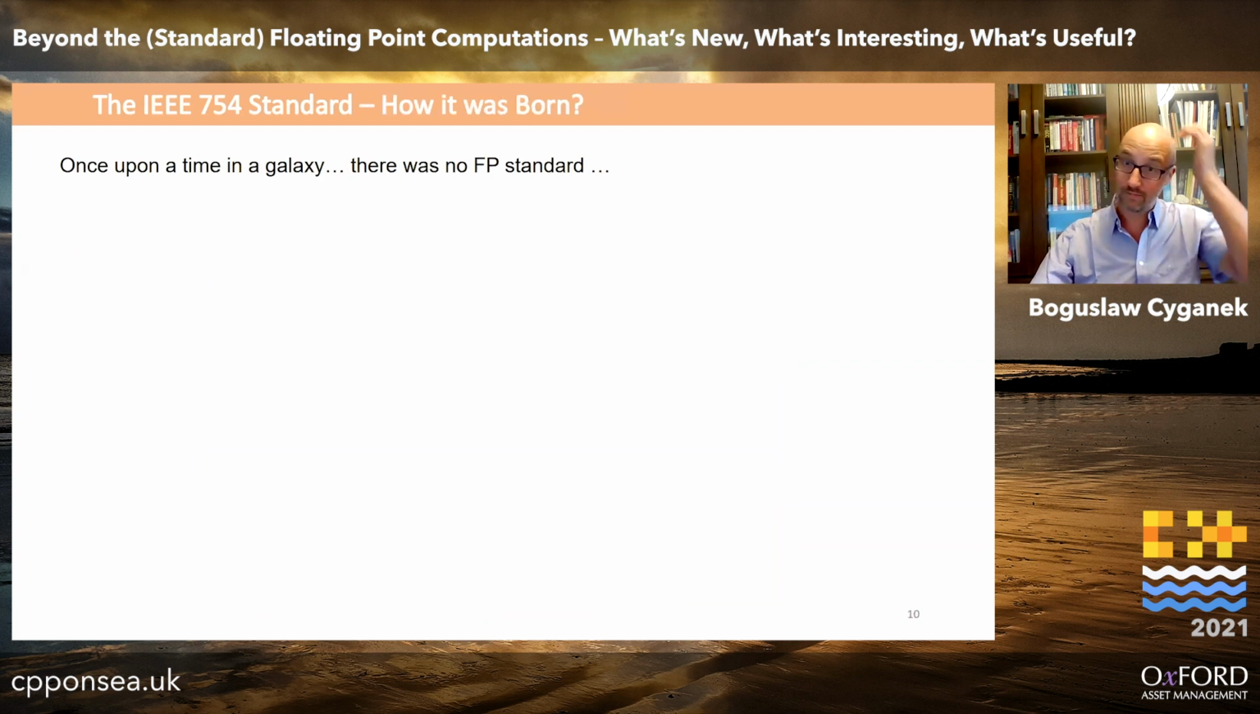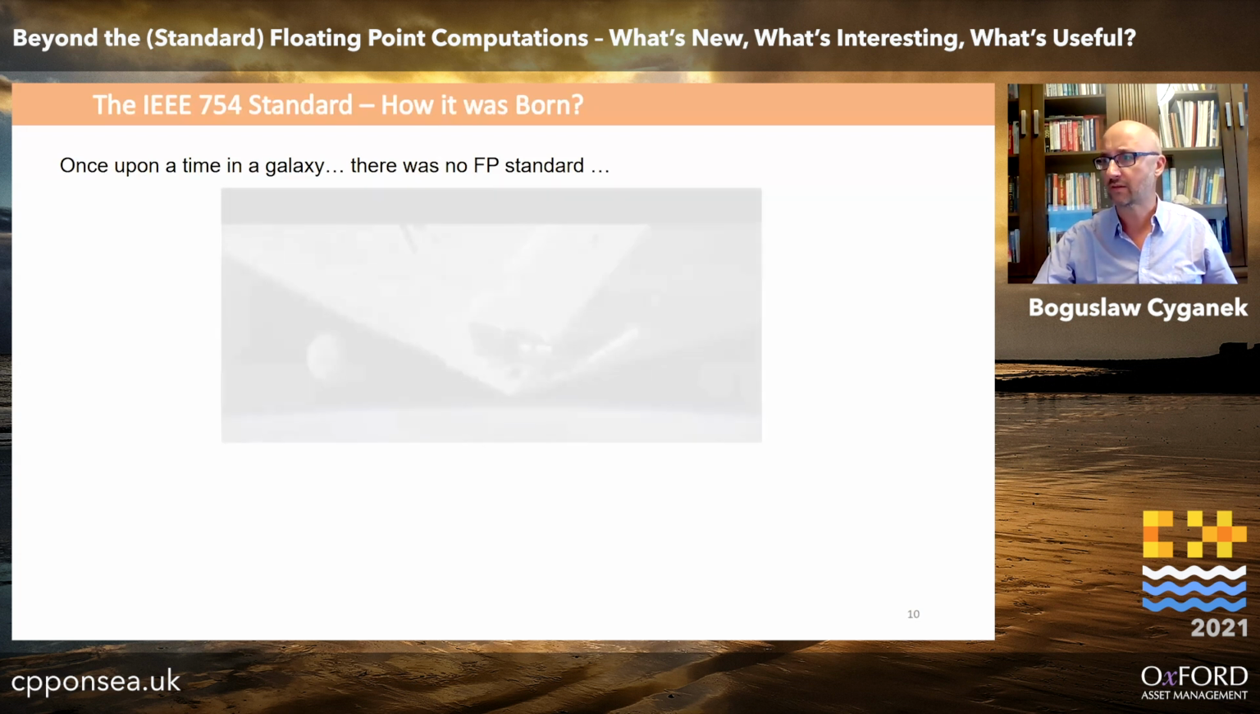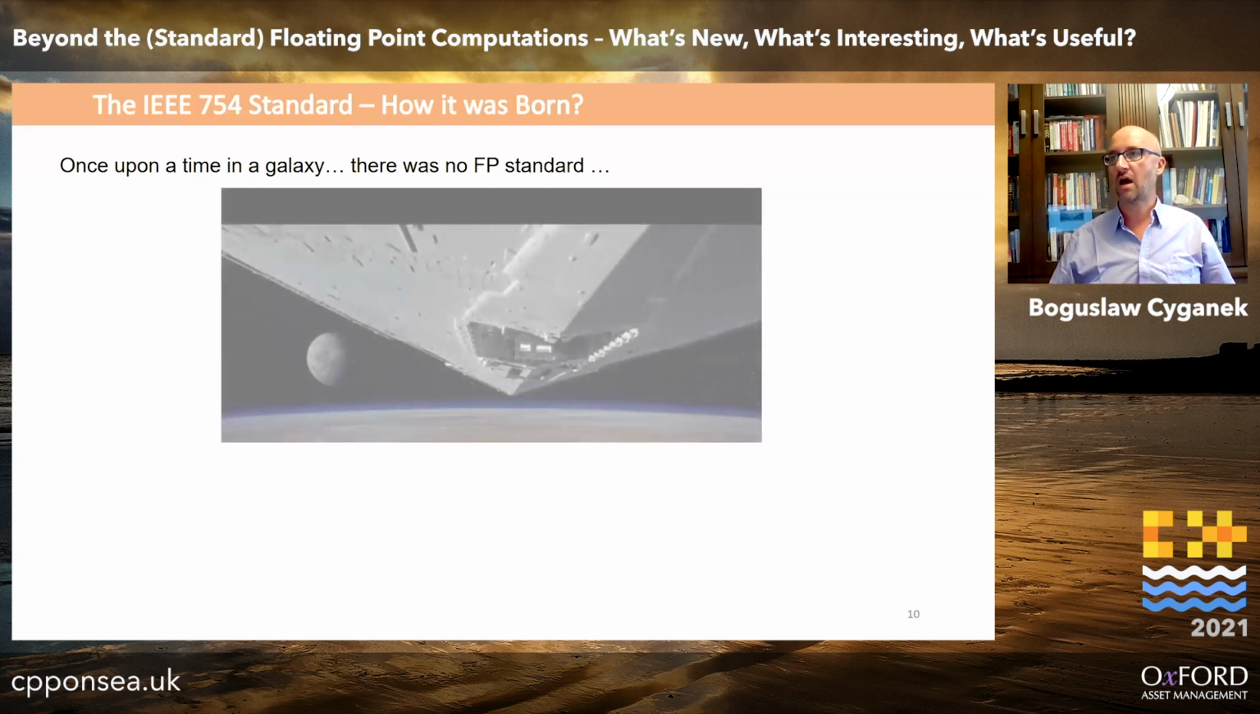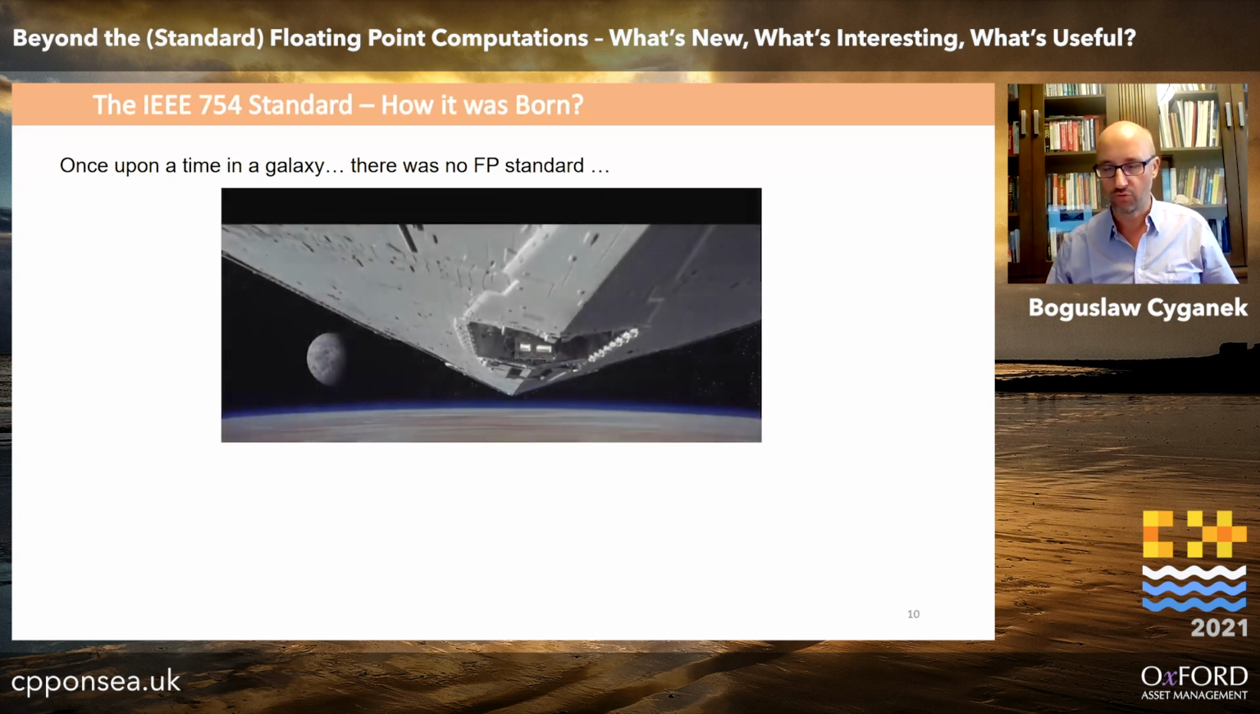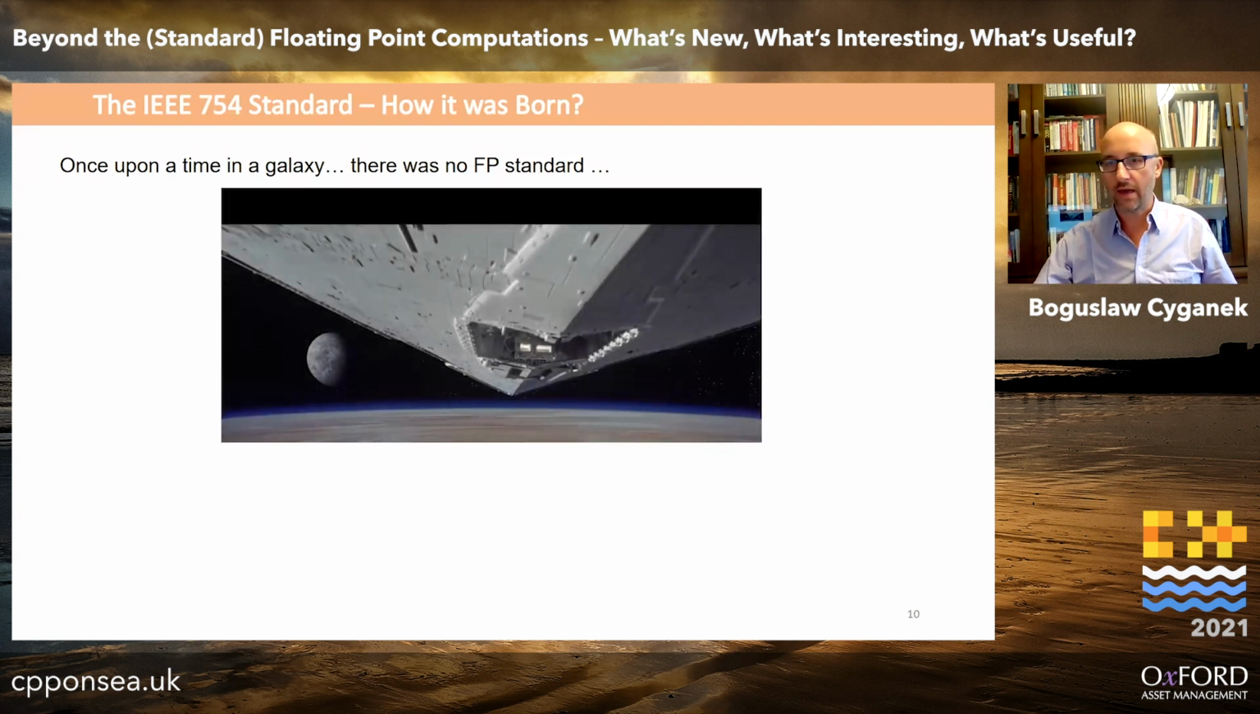Well, we have the standard since 1985, but there were times before that. So once upon a time in a galaxy, there was no floating point standard, and people lived there as well and did computations. But computers used many different representations for floating point numbers.